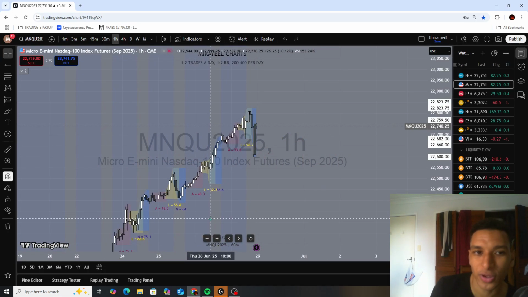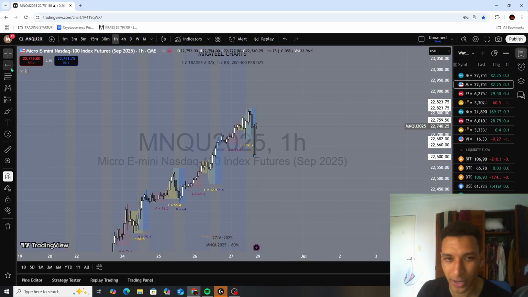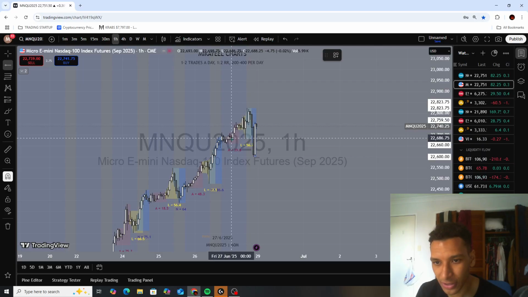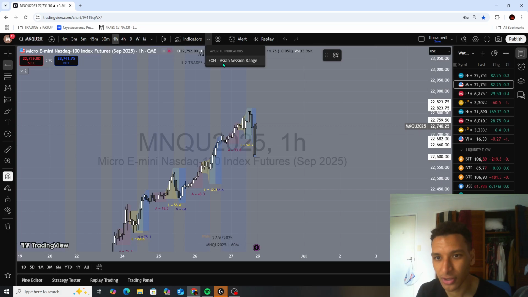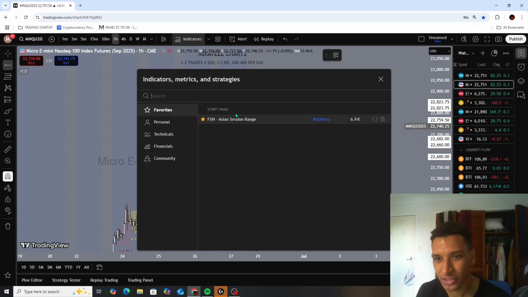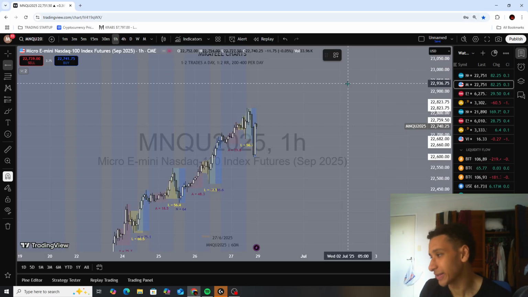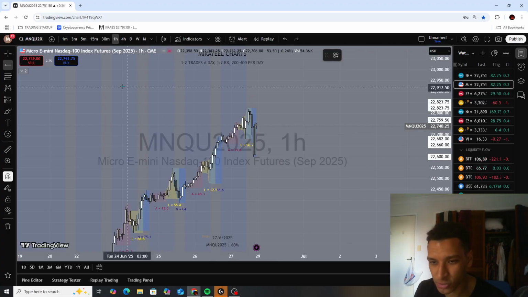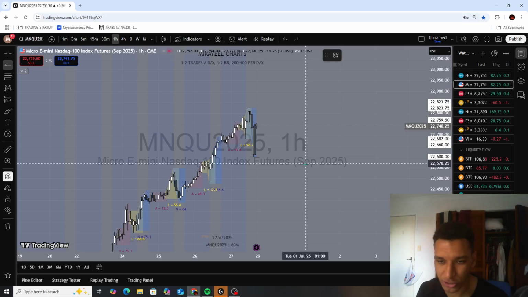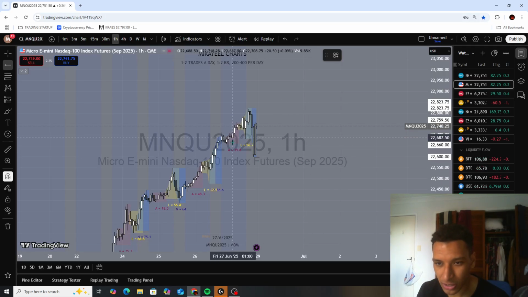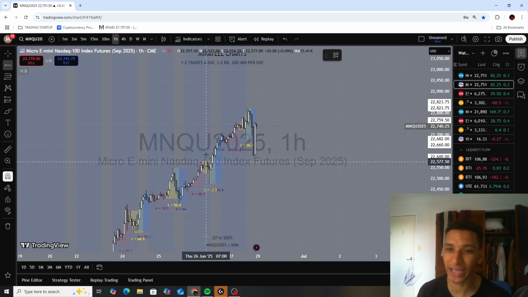But anyway, enough talking. We're going to go through how I mark it out. The indicator that I have here is called the agent session range indicator. If you head over to indicators, FX and agent session range, this is what it's called. This is what I use to distinguish between each session. Futures is 24/5, so there's Asia, London, and New York. New York is blue, London is yellow, and Asia is red.